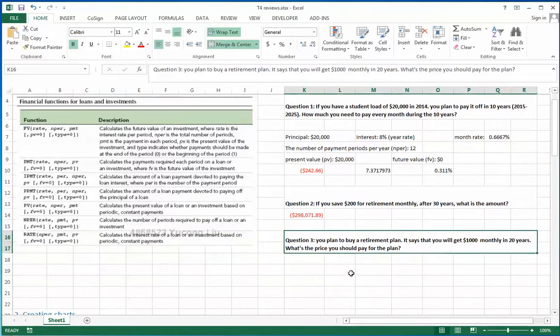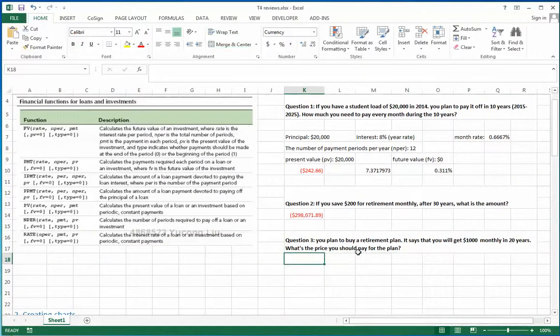Look at the third question. This question says if you want to buy a retirement plan, it means you can get $1,000 every month for 20 years. Then how much do you want to pay for this plan? So that will calculate the present value, PV. Present value means I pay now. In future, you get $1,000 each month. So you want to get a good deal, not a bad deal.